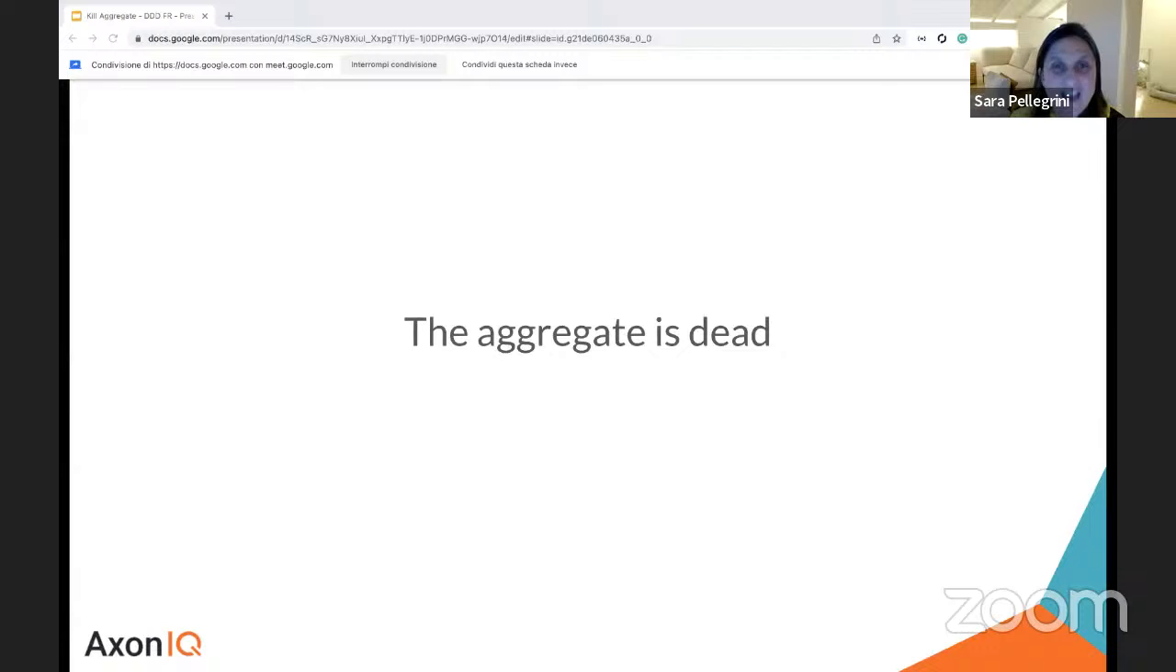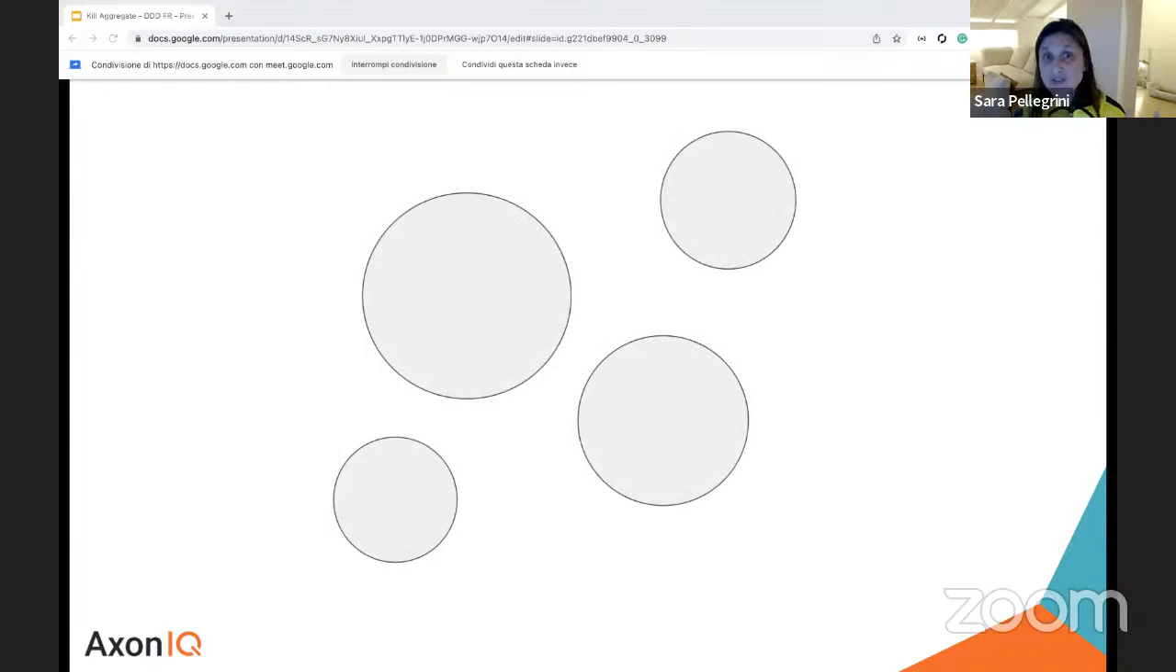So the aggregate is dead, but be careful. This does not mean you need to organize the system with hundreds of completely unrelated command handlers. Absolutely not. Clustering commands into logical groups and delegating their execution to the same model is and remains a correct programming approach. The difference lies in the fact that before, by the very definition of aggregate, these models necessarily had to be isolated from each other.